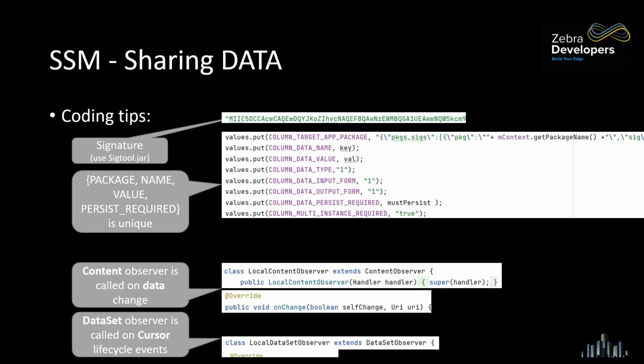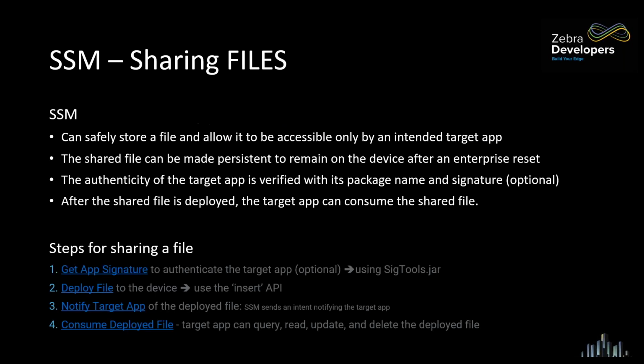The observers are of 2 types. These are typical content observers. One is the content observer, which is triggered when the data is changing. Instead, the dataset observer is called when the cursor has a change in its life cycle. For instance, when the cursor is released at the end of a query, you get a call to this method, onInvalidated, for instance.